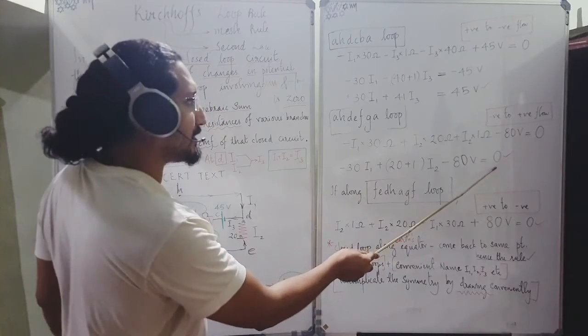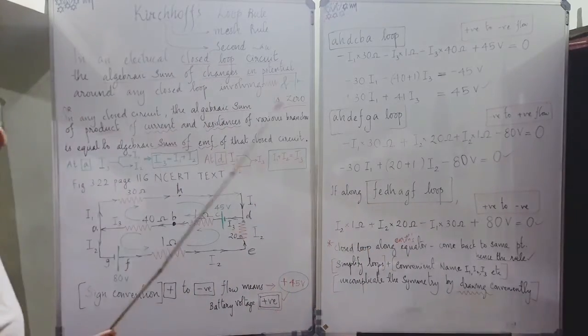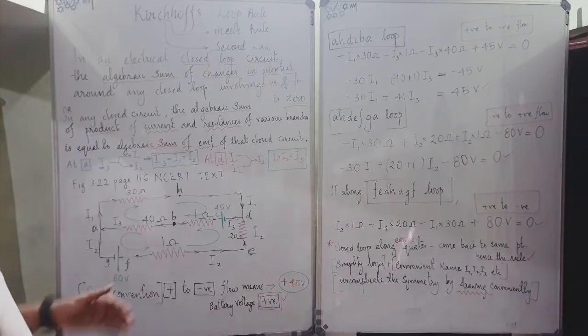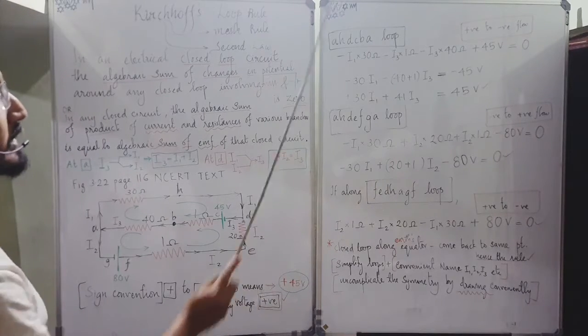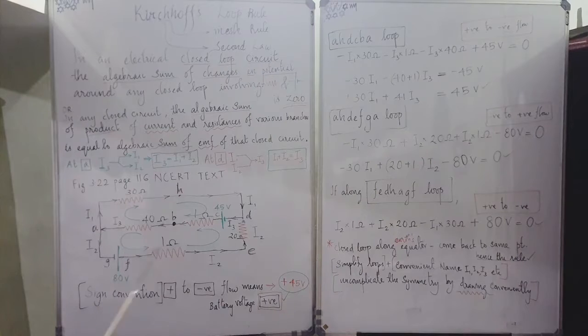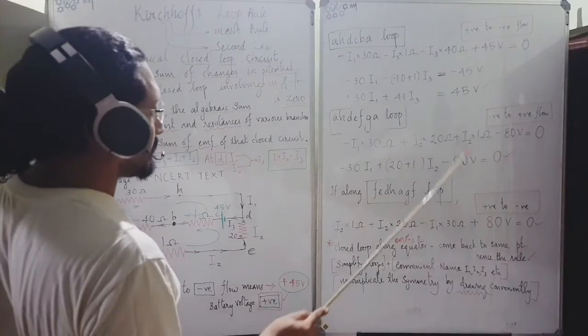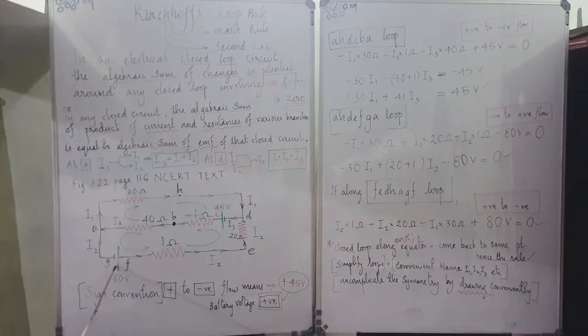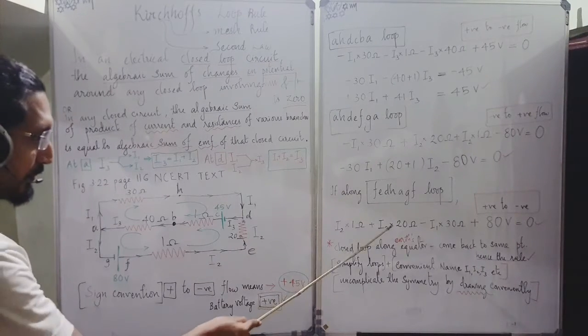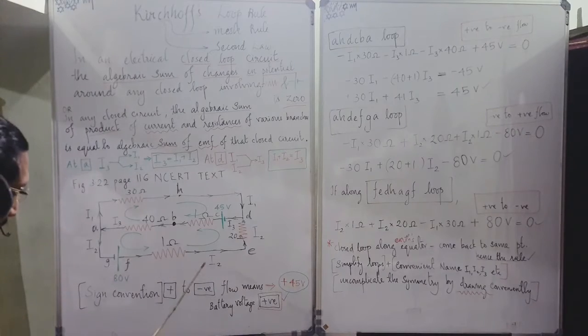This is the textual answer. It is not given in the text, but for your knowledge, if we go along F, E, D, H, A, G, F in this anticlockwise direction, what all is it encountering? The cell GF, positive to negative. First of all you must write the positive 80 volt, which is providing the EMF. Then the I2 current in FE, I2 into the 1 ohm encountered.